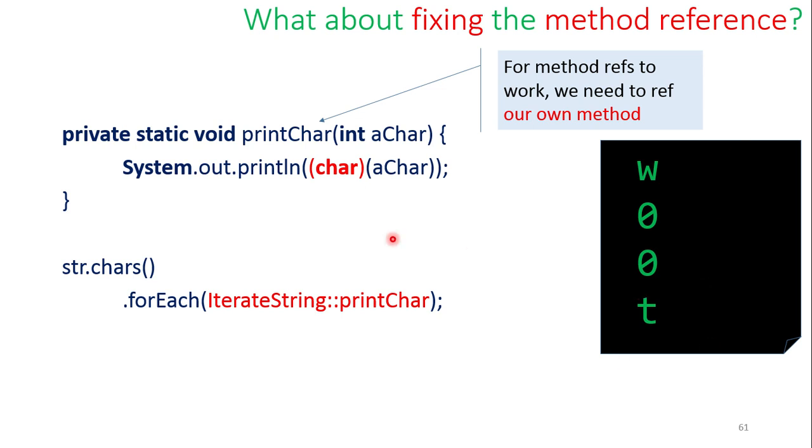Problem with that is, this is a little awkward, okay? I'm losing some of the benefits of using method reference and lambda, because now I have to have a class IterateString and I have to have a static method, just for that purpose. It's a little bit cumbersome, okay?